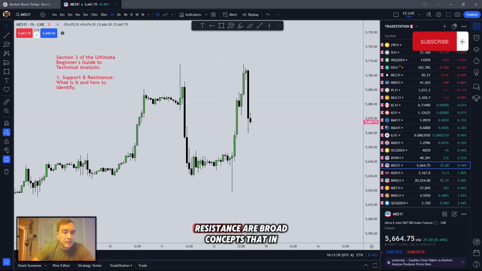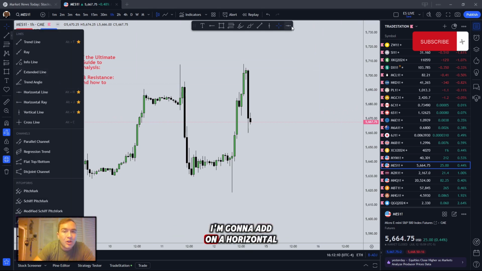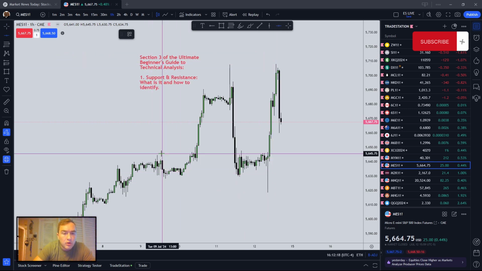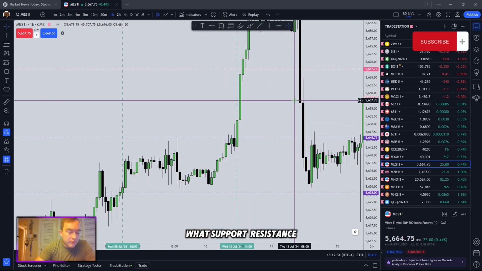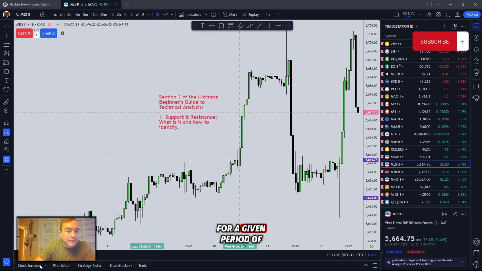Support and resistance are broad concepts, but in this video I'm just going to stick to basic horizontal support and resistance. So I'm going to add a horizontal line here with my drawing tool. I've outlined this portion of price action. What is support and resistance? Well, guys, support and resistance is the idea that for a given period of time, we don't know exactly how long, prices will have a difficult time going below a certain price and a difficult time going above a certain price.